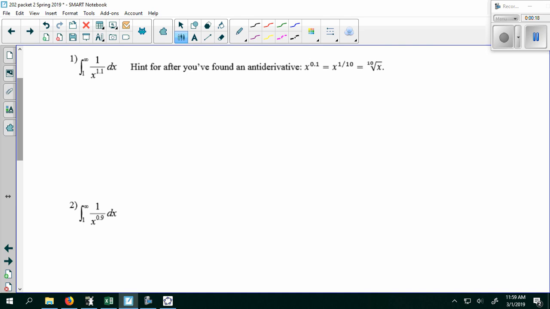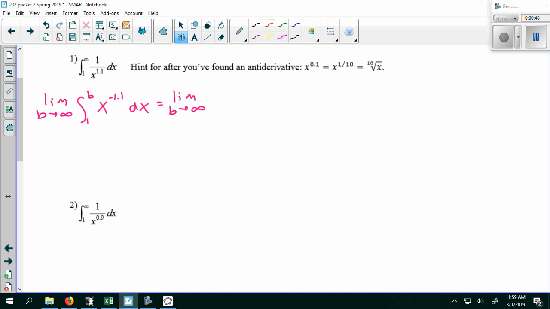And there's some little algebra hints here that we'll use. So instead of going to infinity, we're going to go to b, the integral from 1 to b of 1 over x to the 1.1, which I'm going to rewrite as x to the negative 1.1, because then it's easier to use the power rule. And then I have to take the limit as b goes to infinity. So until I actually take that limit, I have to write this down at every step. The limit as b goes to infinity.